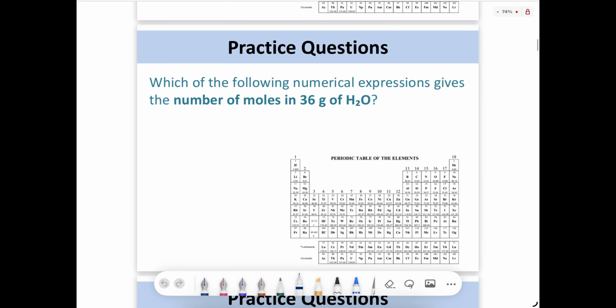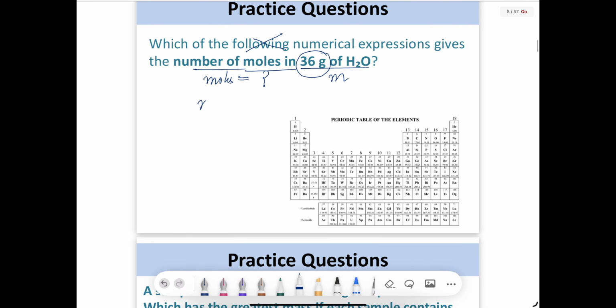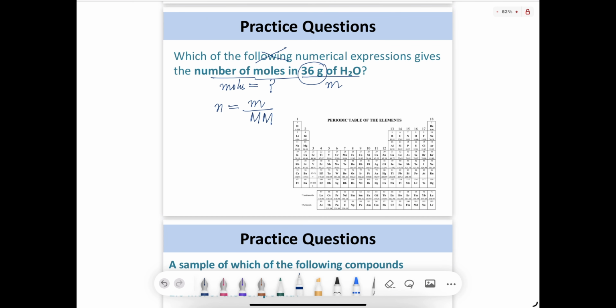Next question, which of the following numerical expressions gives the number of moles in 36 grams of water? So this is mass, and you are calculating the moles. So the formula is number of moles is equal to mass over molar mass. It's the same formula. The formula was, mass is equal to moles into molar mass. All right.